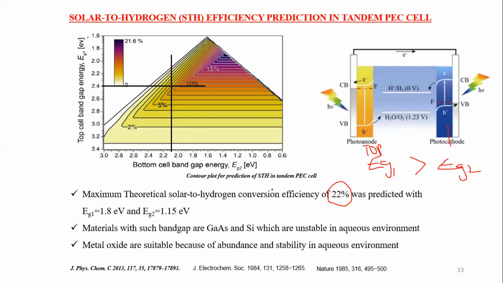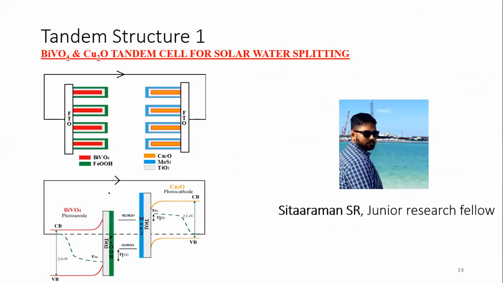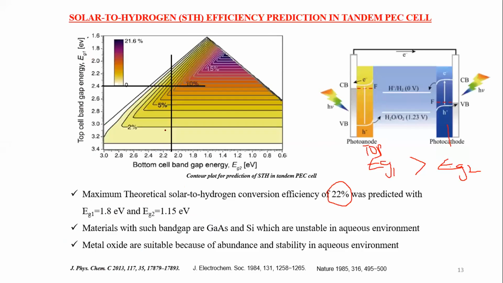We took bismuth vanadium oxide as the photoanode and cuprous oxide as the photocathode. For bismuth vanadium oxide, the band gap is 2.4 electron volts, and for cuprous oxide, the band gap is 2.1. For this combination, one can achieve a maximum efficiency of close to 7 to 8%. But it's really challenging to get this theoretical efficiency.